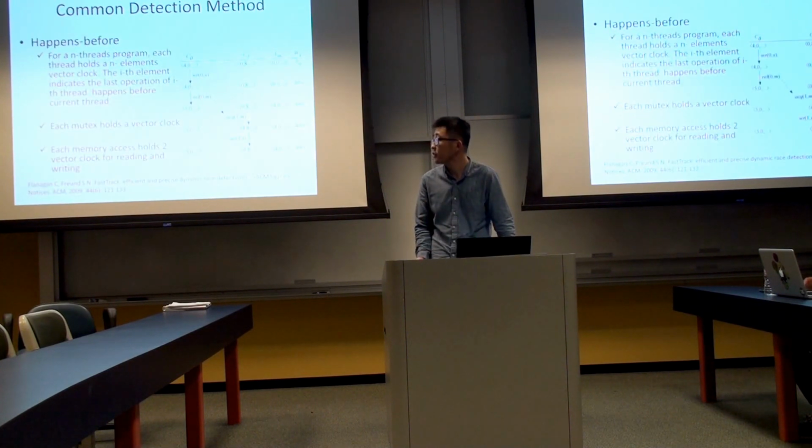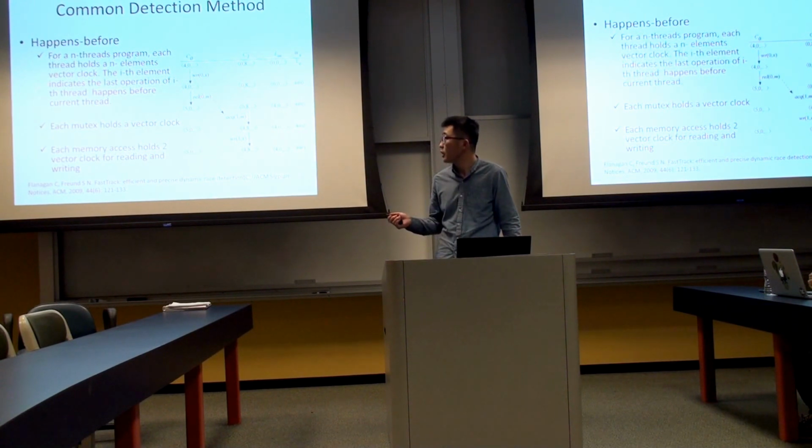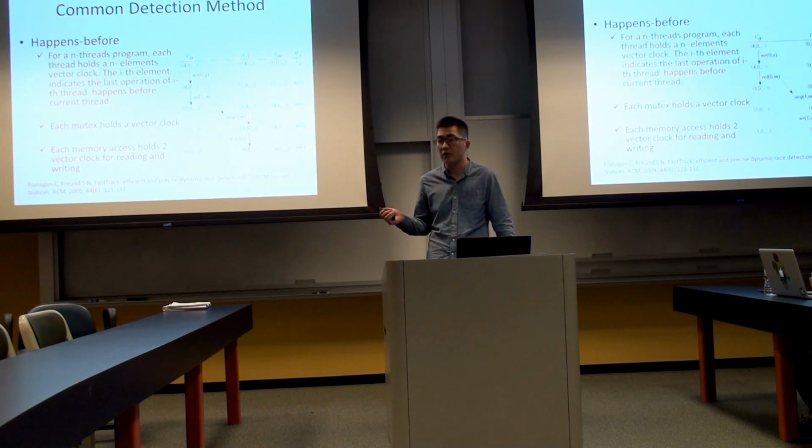First one is called happens-before. This is a widely used data race detection method, and the idea came from Lamport's vector clock. The idea is, first, each thread holds a vector clock for itself. The elements of the vector clock record which operations of other threads happen before the current thread. By comparing these vector clocks, we can see whether these two threads can run in parallel or whether they have some order constraints. And each memory access also needs to hold two vector clocks, one for reading, one for writing.